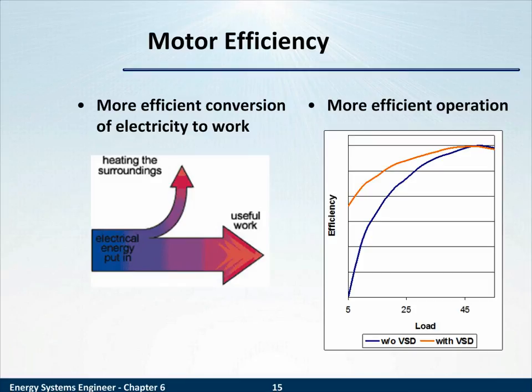Using a variable speed drive, as we'll see in a minute, allows you to match motor capability to the load. This is true at any load, but particularly at low load, 5% to 40% load. You see on the graph on the right, a motor is working very inefficiently at that low load, but that efficiency can be dramatically improved through the use of a variable speed drive, through more efficient operation.